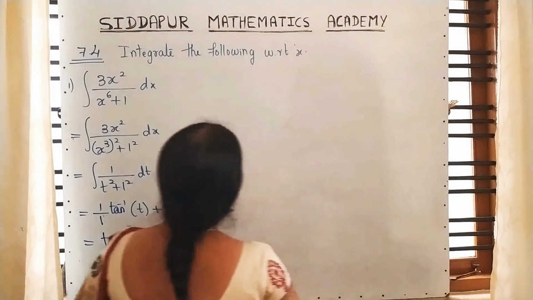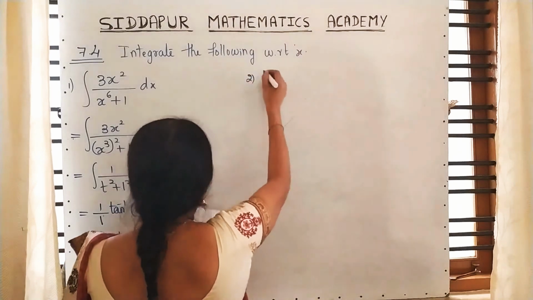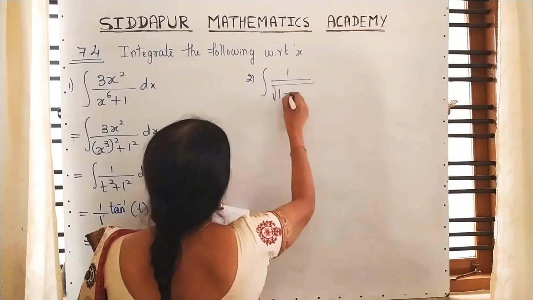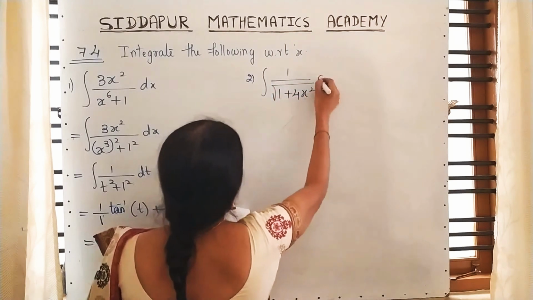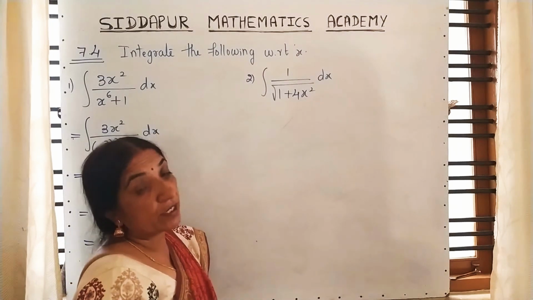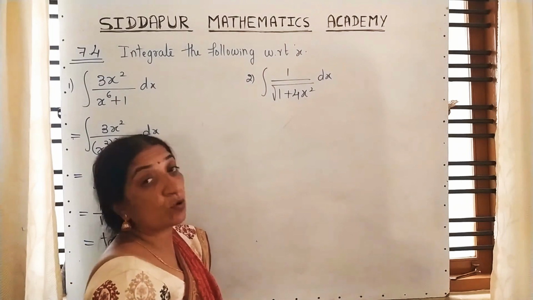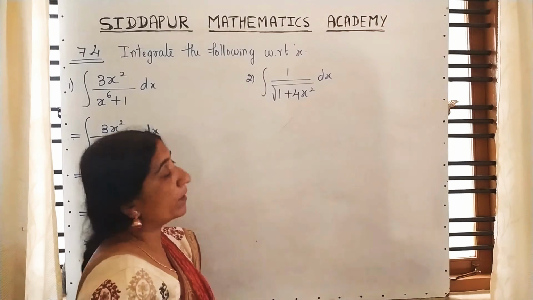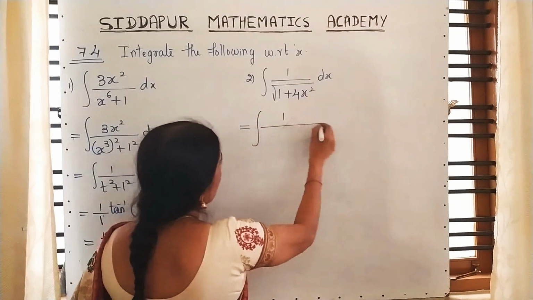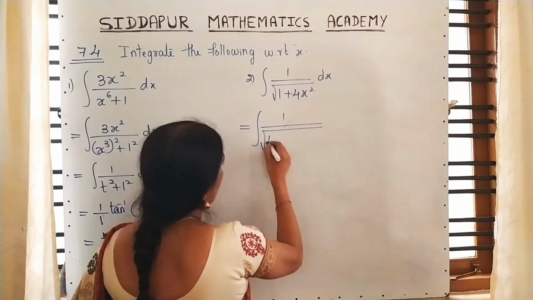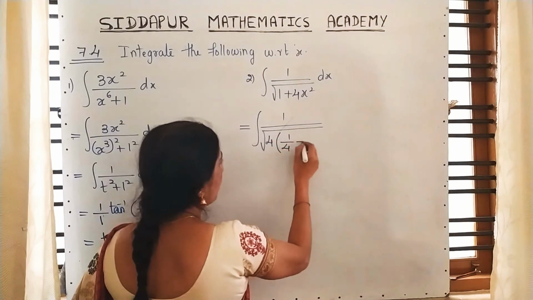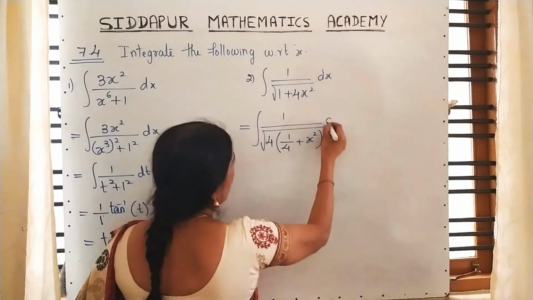Moving to the next question, that is question number 2. 1 upon root of 4x square plus 4x square into dx. Keep the formula list with you. In all those 6 formulas, the x square coefficient is always plus 1 or minus 1. So there are 2 methods. I will explain both the methods. First method, you can take 4 common. So the coefficient of x square will be 1. And this is 1 by 4 plus x square into dx.